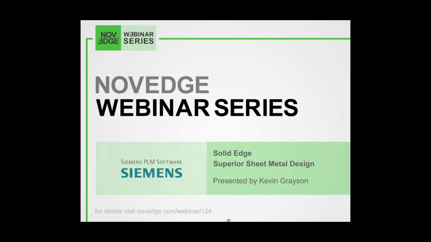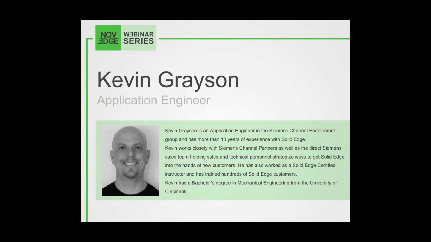Sheet metal design. Sheet metal design is the core capability of Solid Edge ST6 Foundation with support for the entire design through fabrication process. Presenting this webinar is Kevin Grayson, a Solid Edge solution consultant in the Siemens Group with more than 13 years of experience with Solid Edge. Kevin has also worked as a Solid Edge certified instructor and has trained hundreds of Solid Edge customers.